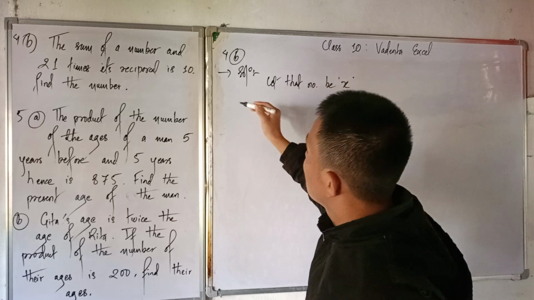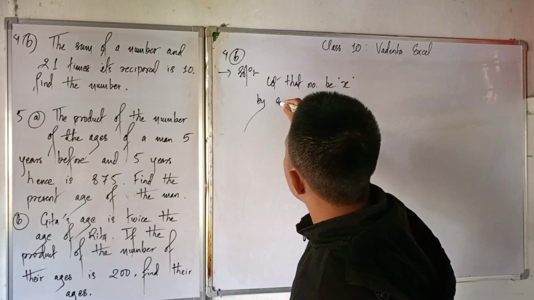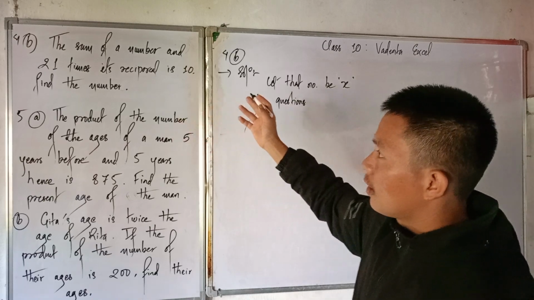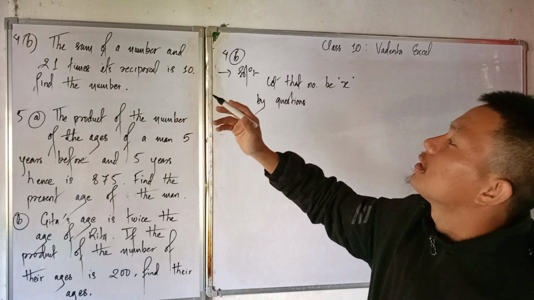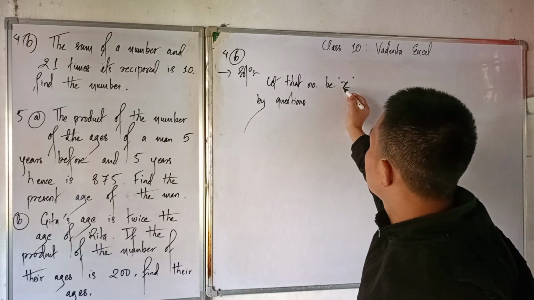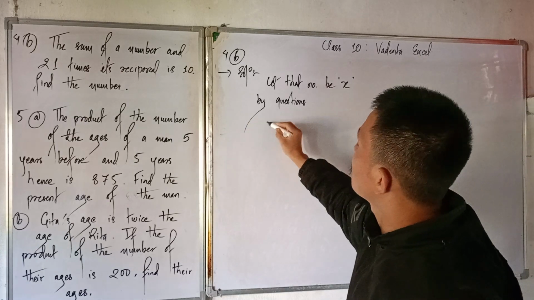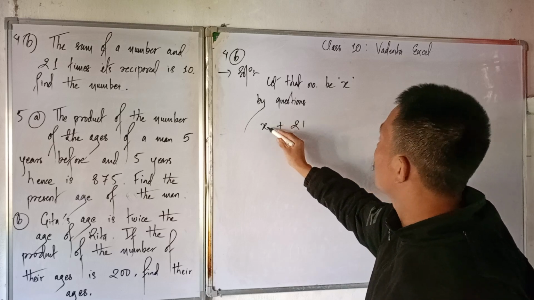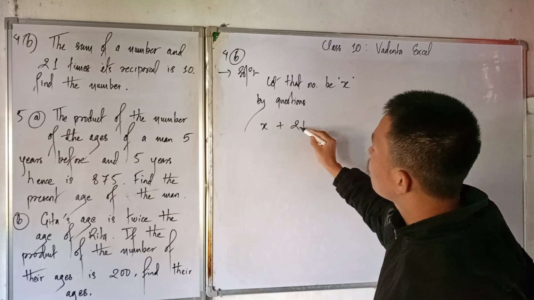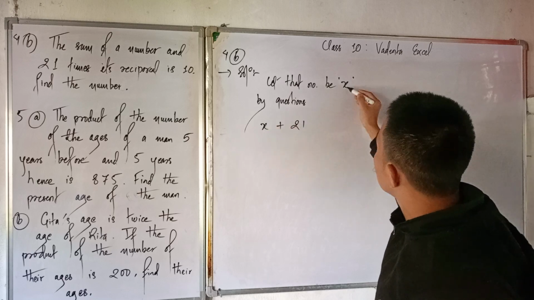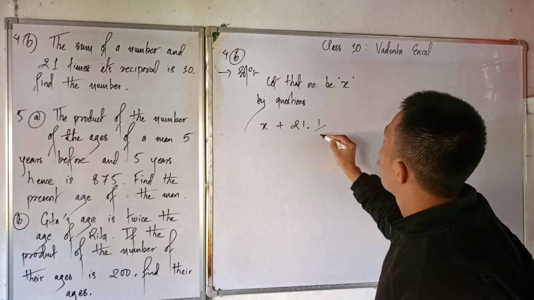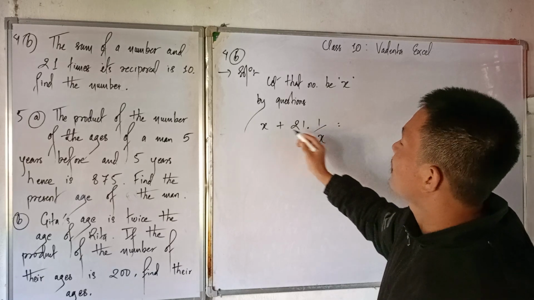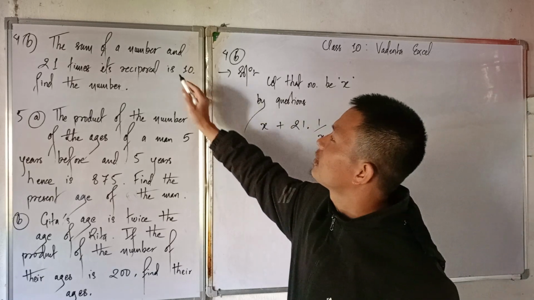Then by the question, it has been said that the sum of a number, so we have supposed that number x, the sum of the number and 21 times its reciprocal. The reciprocal of this number will be 1 by x. This is not a dot, this is multiplication. So x plus 21 times 1 by x is equal to 10.